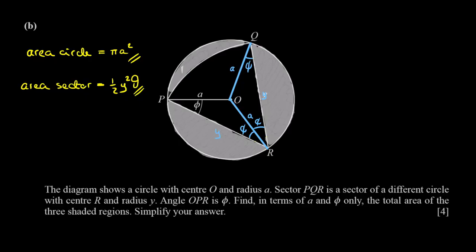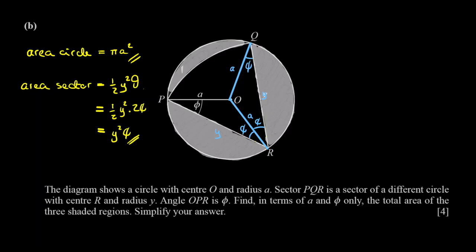Okay, so that's going to help us. The first way it helps us is it tells us that our angle theta is actually equal to 2 phi. So I can rewrite this area of the sector, which was a half y squared theta, as being a half y squared times 2 phi. So in other words, we've got y squared phi. So we're very close now.